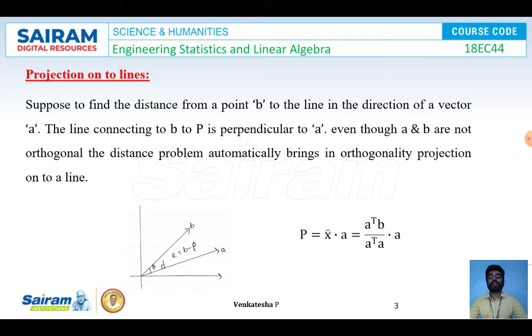Projection onto lines. Suppose we want to find the distance from a point B to the line in the direction of a vector A. The line connecting B to P is perpendicular to A. Even though A and B are not orthogonal, the distance problem automatically brings in orthogonal projection onto a line. It is given by the formula P is equal to x cap times A, which is A transpose B by A transpose A, into A. Here e is called the error vector, and it is given by the formula B minus P.